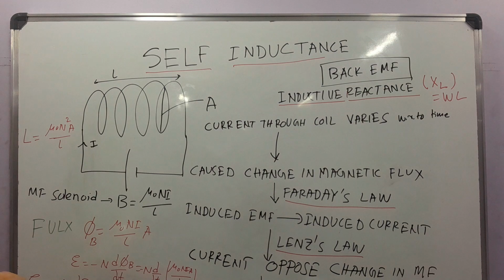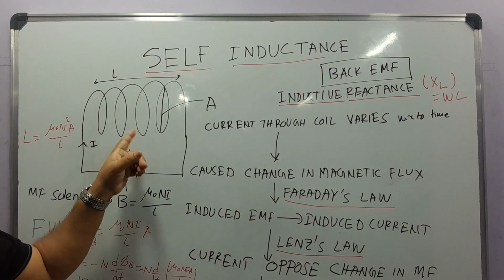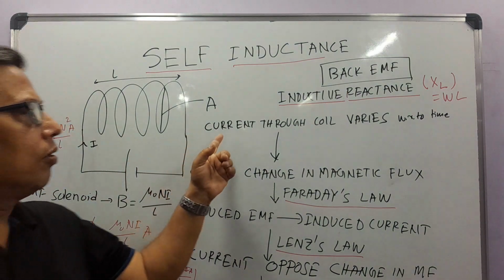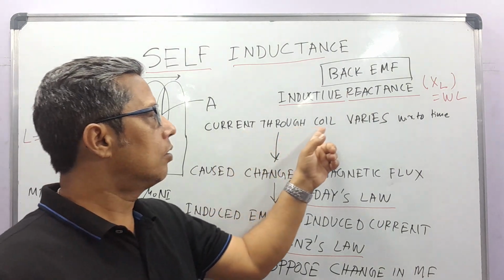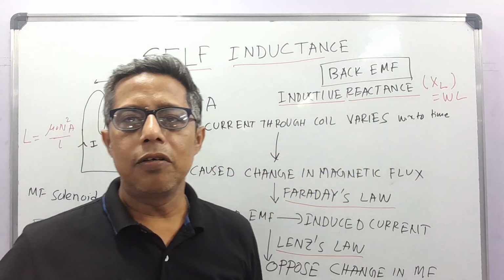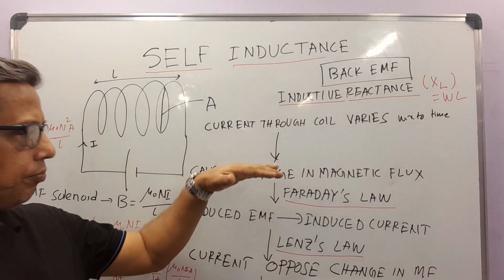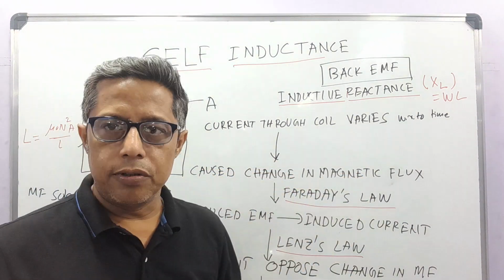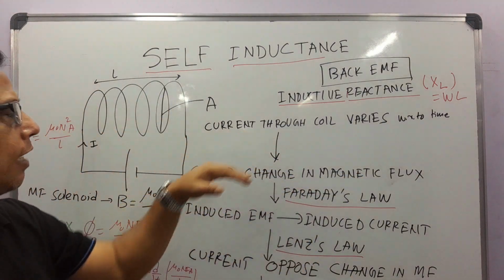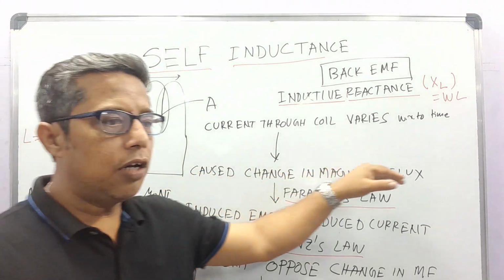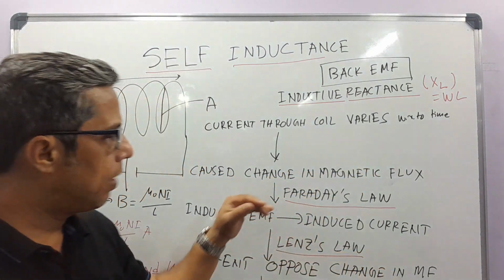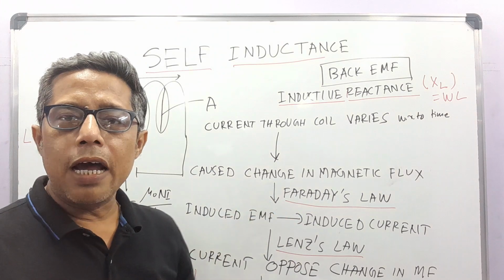So as I told you, inside the coil we are varying the current, right? In the flowchart, the first line is: current through the coil varies with respect to time. You can say it is like a chronology report. Okay. So change in current causes change in magnetic flux. Now, change in magnetic flux.